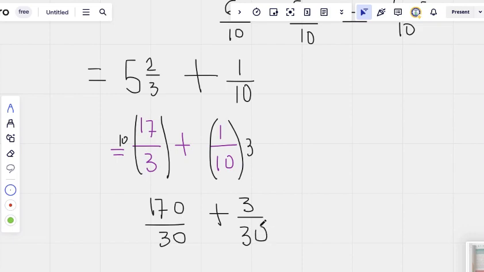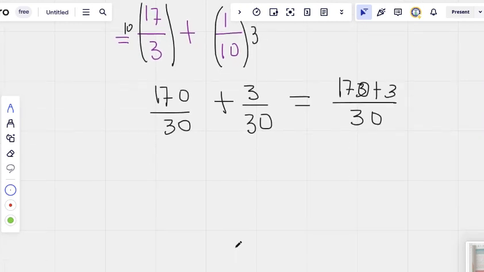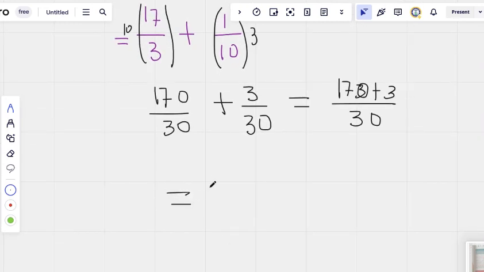Now you can see the denominators are the same. Once the denominators are the same, you write it once. And then you add. Since this is plus, you add 170 plus 3, you get 173. You add the numerators. So that gives us 173 over 30.